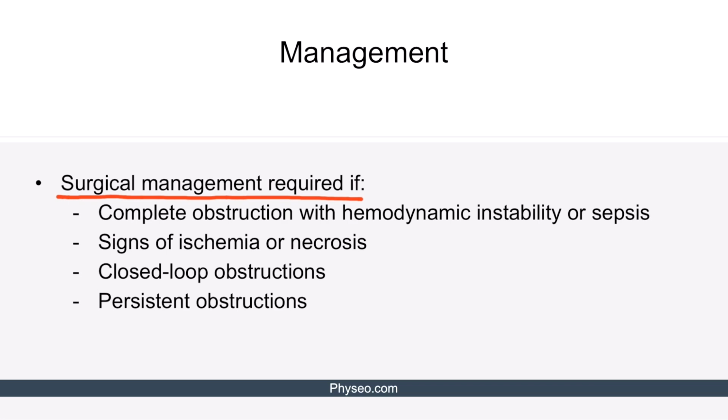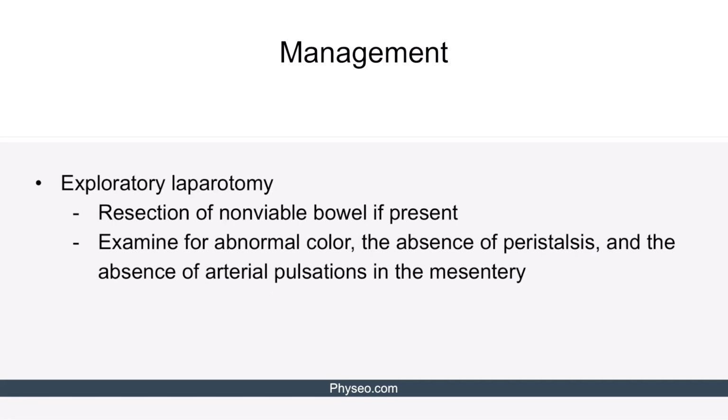These include a complete obstruction with hemodynamic instability or sepsis, signs of ischemia or necrosis with labs or imaging, closed-loop obstructions, or obstructions that persist despite conservative management. Surgical management of a small bowel obstruction is an exploratory laparotomy in order to find and relieve the obstruction. In addition, any non-viable bowel should be resected during the procedure.